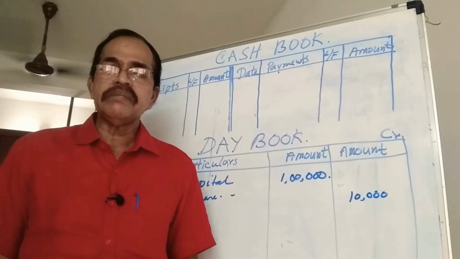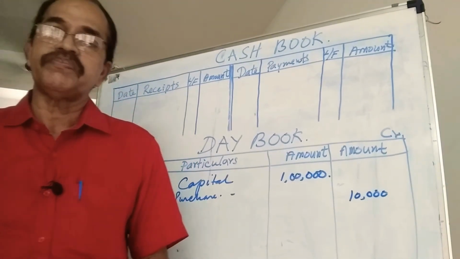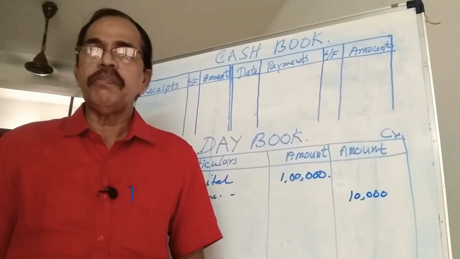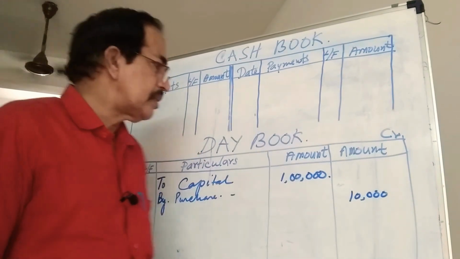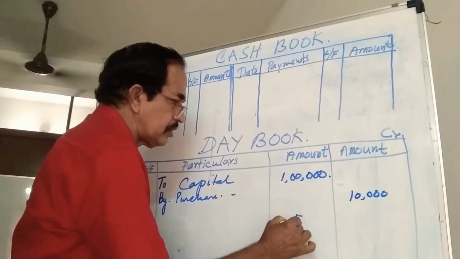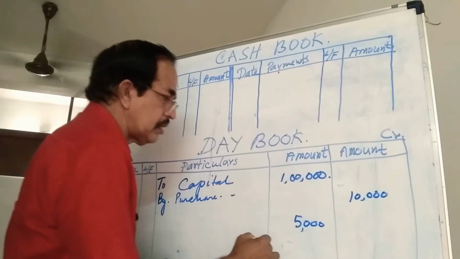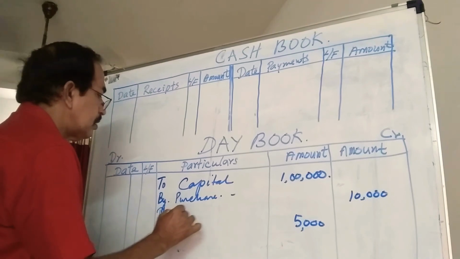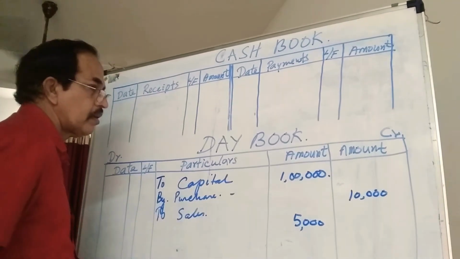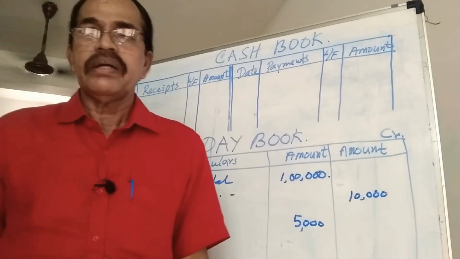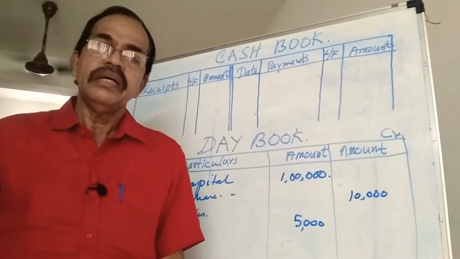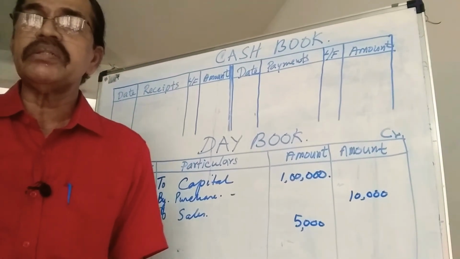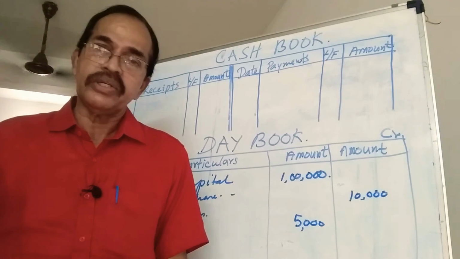Similarly, this businessman sold the goods for rupees 5,000. So money is coming into the business. 5,000 rupees has come into the business. So that 5,000 rupees will be written in the first column. The money has come as a result of sales. So I shall write here to sales. Thus, every transaction can be written in the day book by looking into it as to whether cash has come into the business or cash has gone out of the business.